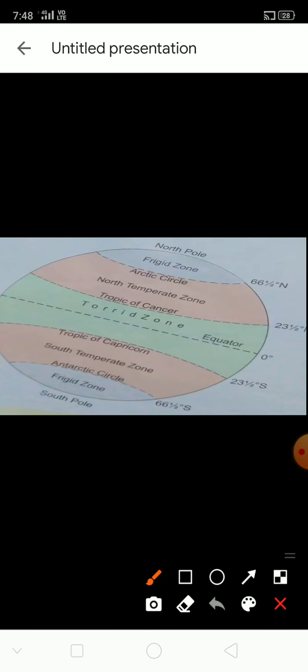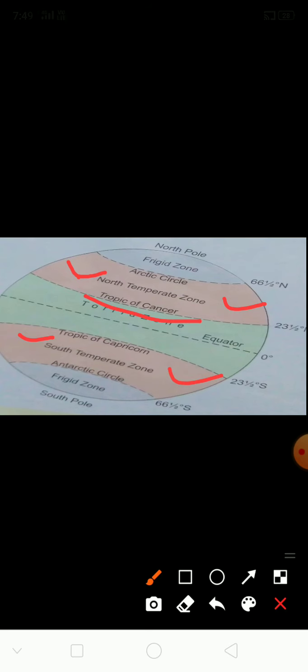Next I am talking about the temperate zone. So where is the temperate zone? We are seeing it in the northern hemisphere and southern hemisphere: the north temperate zone and the south temperate zone.